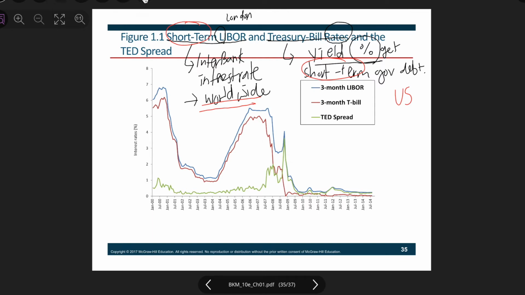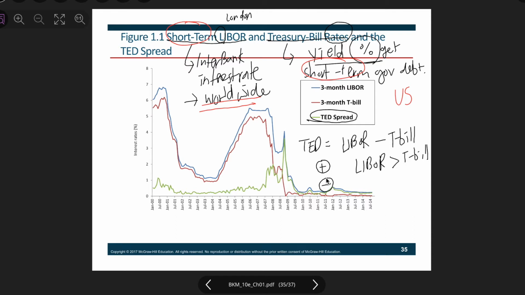And the difference between the two is called the TED spread, right? So the TED spread equals the 3-month LIBOR rate minus the 3-month T-bill rate, right? If the TED is positive, then we can say LIBOR is greater than the T-bill rate, right? And if the TED is negative, we can say LIBOR is smaller than the T-bill rate. And if they are the same, we say those are the same. So the difference between LIBOR and T-bill is called the spread, right?